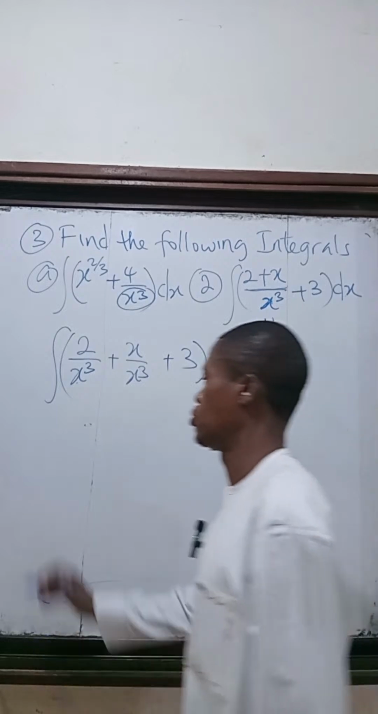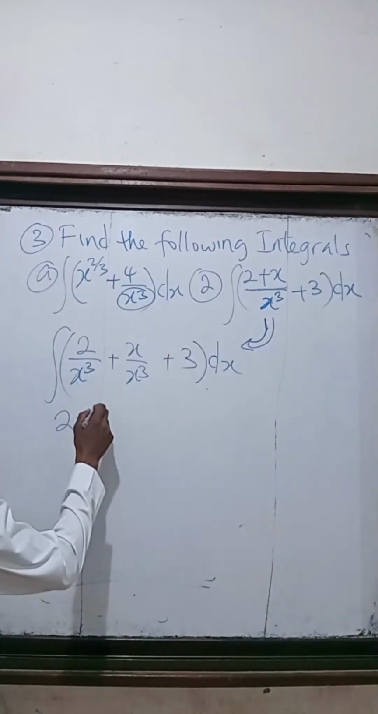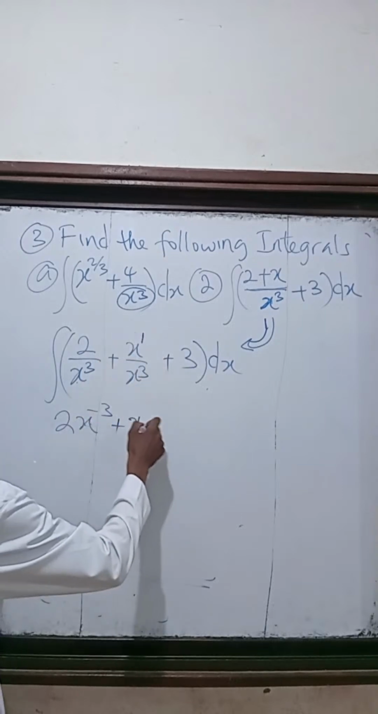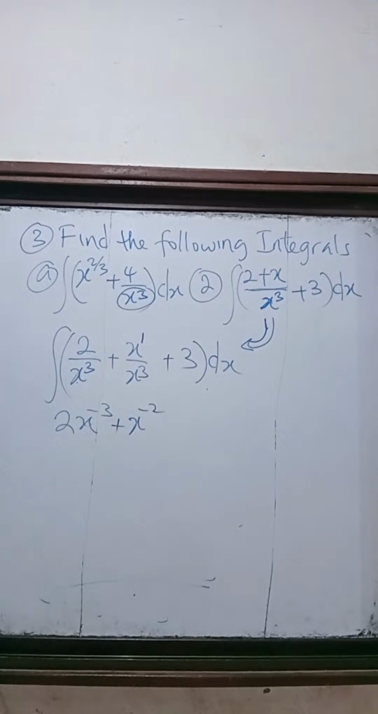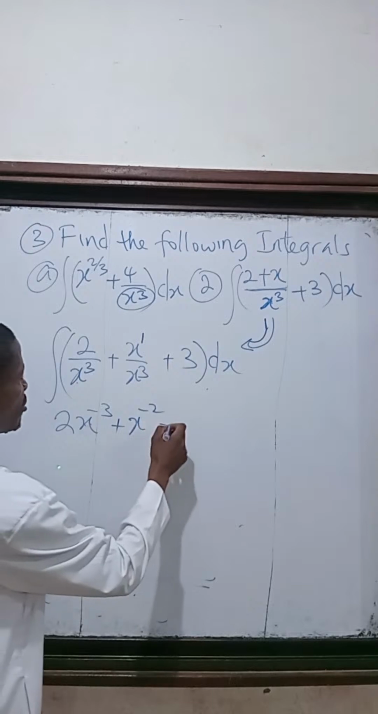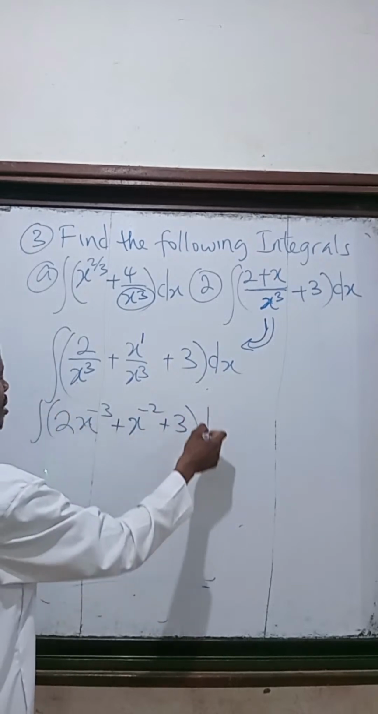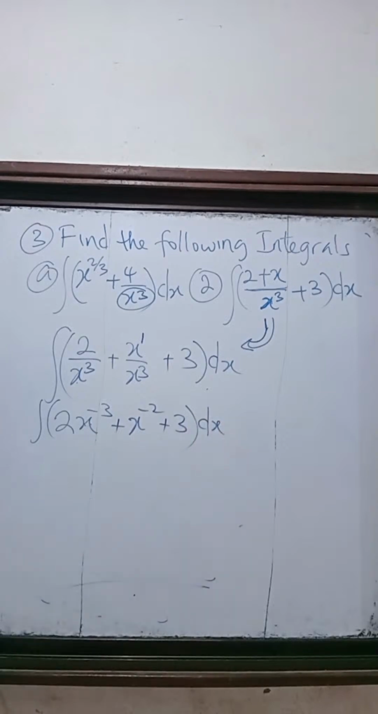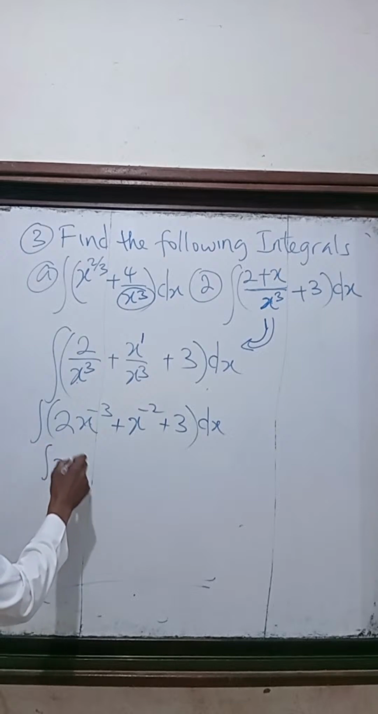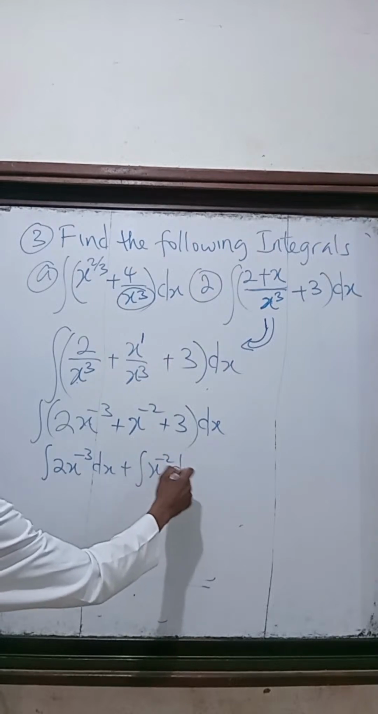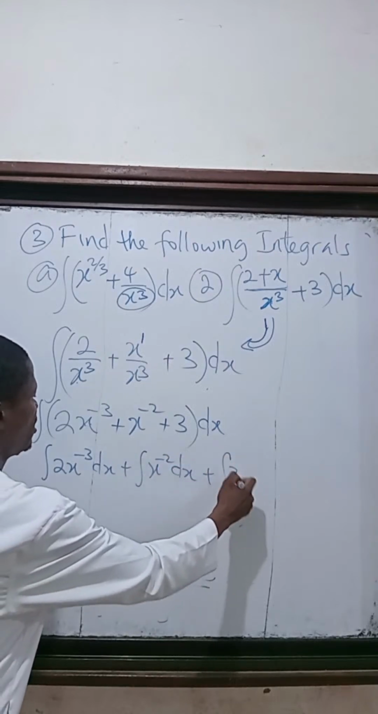And that will be equal to 2 times x to the power minus 3 plus, this one is power 1, so that will be x to the power what? Minus 2, 1 minus 3. Apply the law of exponents. And then plus that 3, dx. So this is equal to the integral of this one dx plus the integral of this one dx plus the integral of 3 dx.